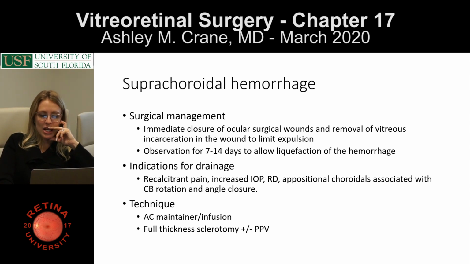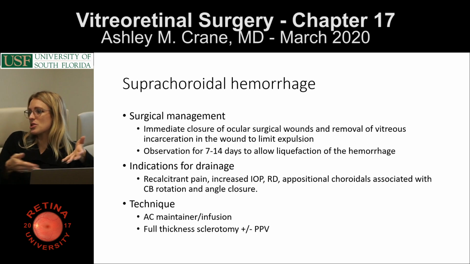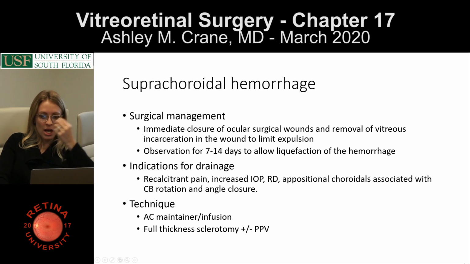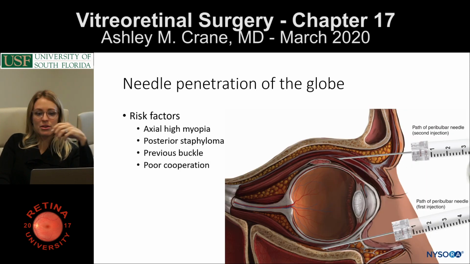So the technique includes an AC maintainer. Basically, you don't want to drop your pressure again once you've let all this fluid out, right? So something needs to keep your pressure at a normal level, or even a little high maybe. So you use an AC maintainer or an infusion. I would just use my vitrectomy machine with its regular infusion, and you make full thickness sclerotomies. Some people would do a vitrectomy at the same time, but really you're just trying to drain the choroidals.